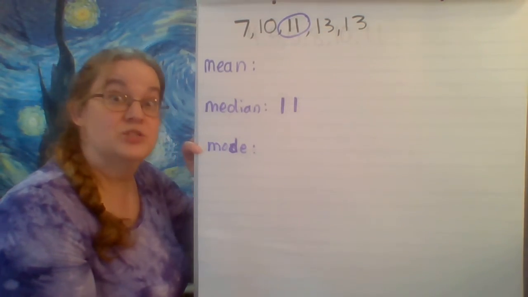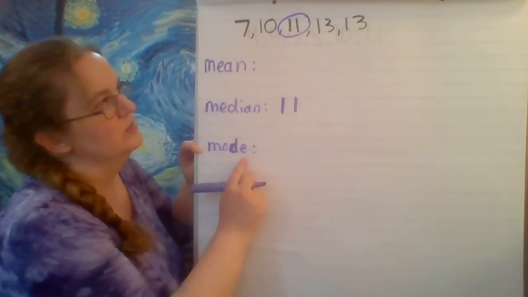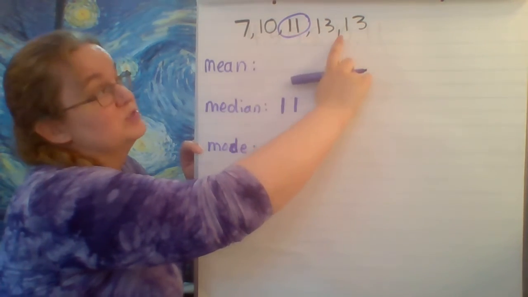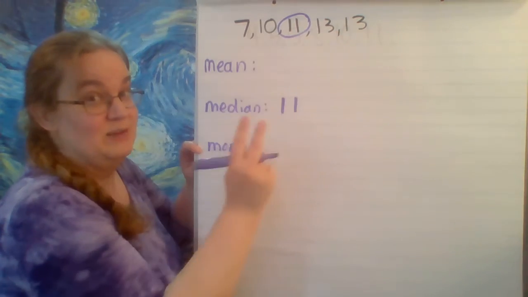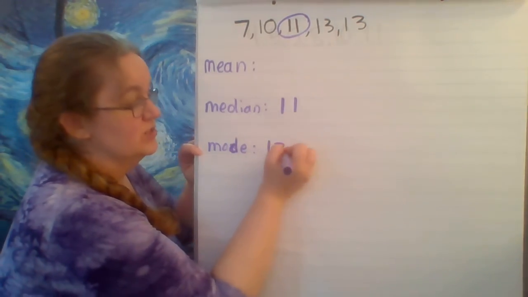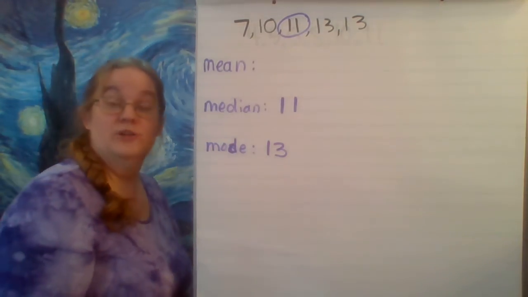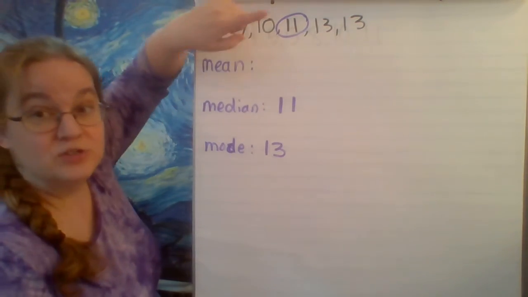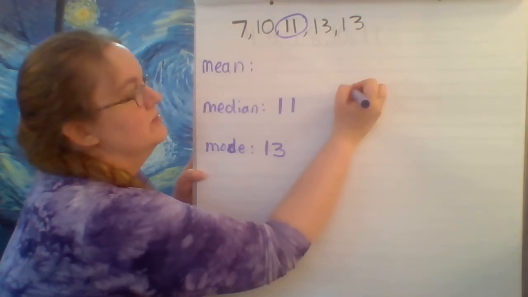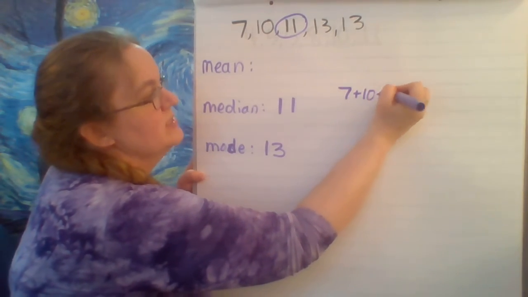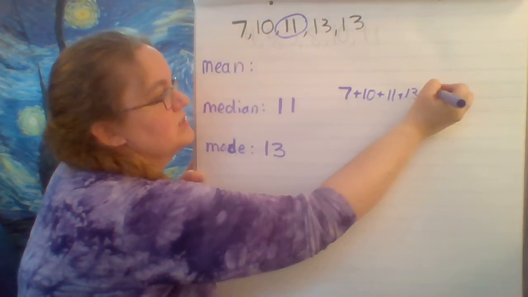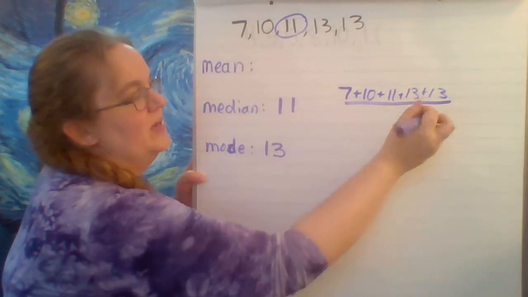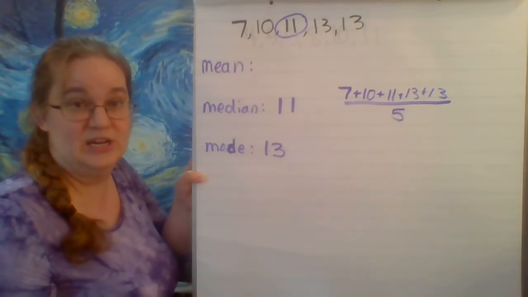Mode is the one that occurs the most often. So the one that occurs the most often, well, this only happens once, this only happens once, this only happens once, but there are 2 13s. It happens twice, so my mode is 13. Both of those are pretty straightforward and don't really require a lot of calculations. The mean, on the other hand, you have to start by adding the numbers up. So 7 plus 10 plus 11 plus 13 plus 13, divide that all by 1, 2, 3, 4, 5 numbers, because I'm adding 5 numbers together.